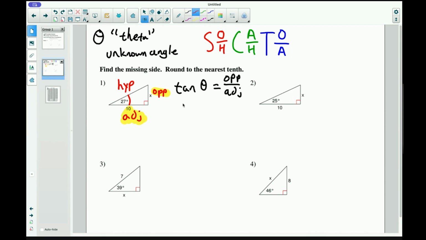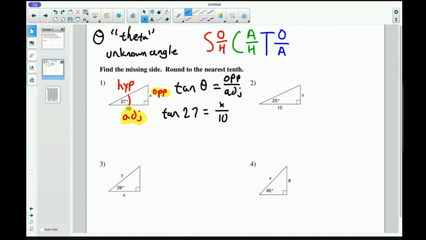So what we're going to do from here is replace this unknown angle, because I actually know what that angle is. We're going to replace it with that 27 degrees. So tan 27 is equal to opposite, which is x, divided by my adjacent side, which is 10. There's going to be two scenarios. Some of you might be saying, how do I know if I multiply? How do I know if I divide?